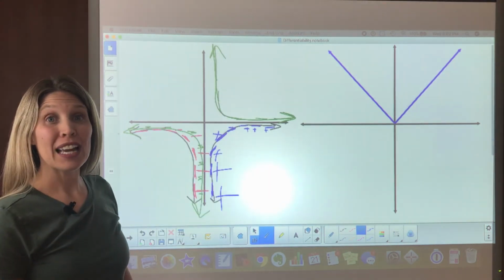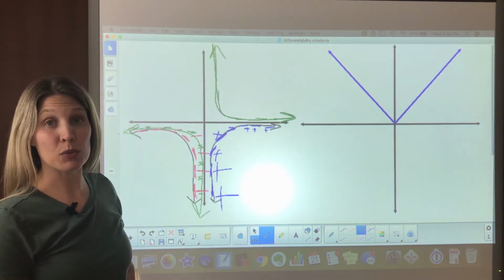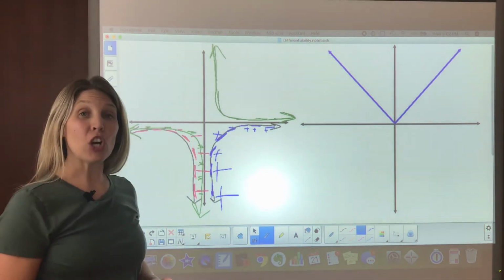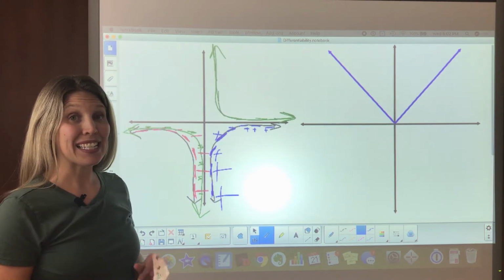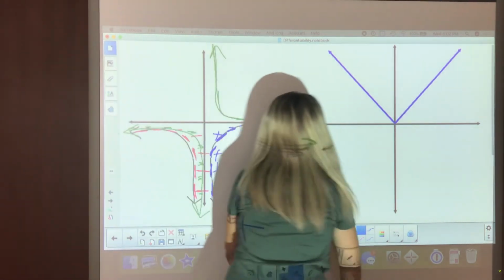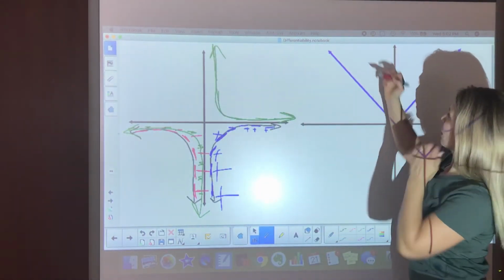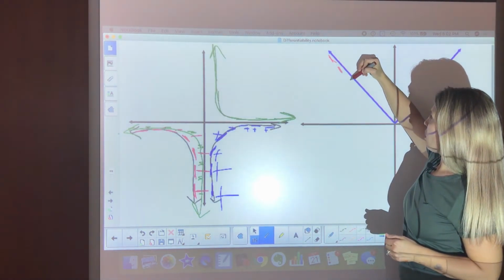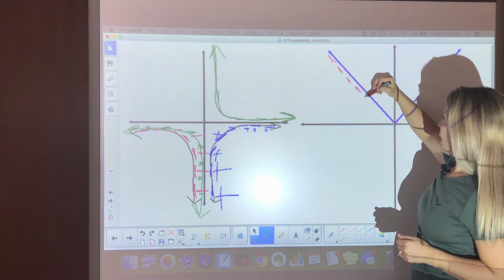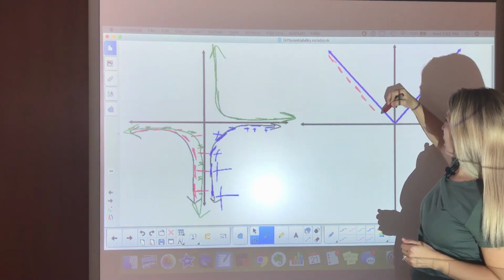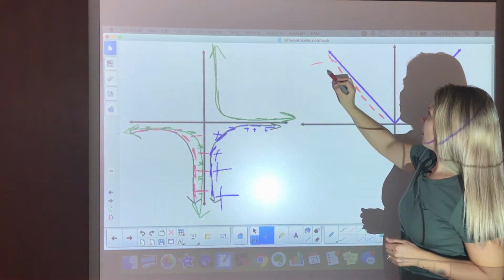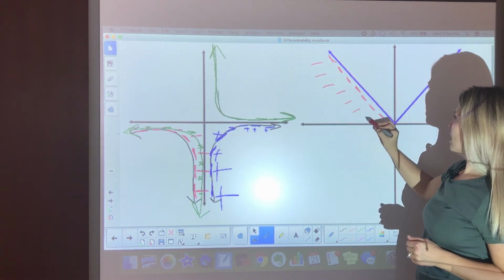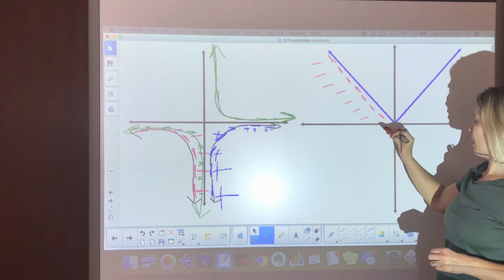Let's take a look at the absolute value function on the right-hand side. This one's going to get interesting. I'm going to start again with graphing tiny tangent lines. So when I do tiny tangent lines, these are all negative slopes. And notice, this is a straight line. So these negative slopes are all the same size. They're all constant.